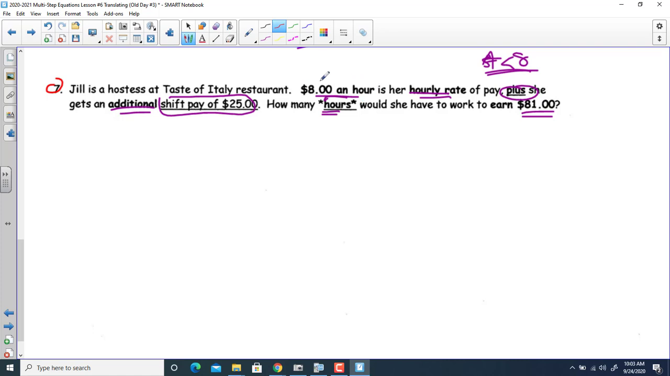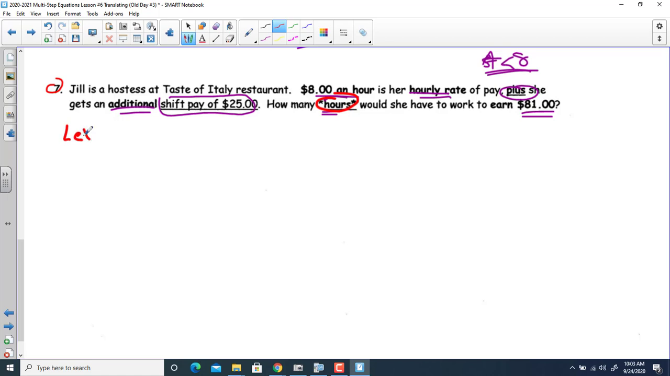We've got that she's getting $8 an hour. We don't know how many hours she works, and that's what we're trying to determine. It says how many hours would she have to work. When we don't know in mathematics, typically we call it X. And any appropriate variable, you might want to call it H for this particular relationship.